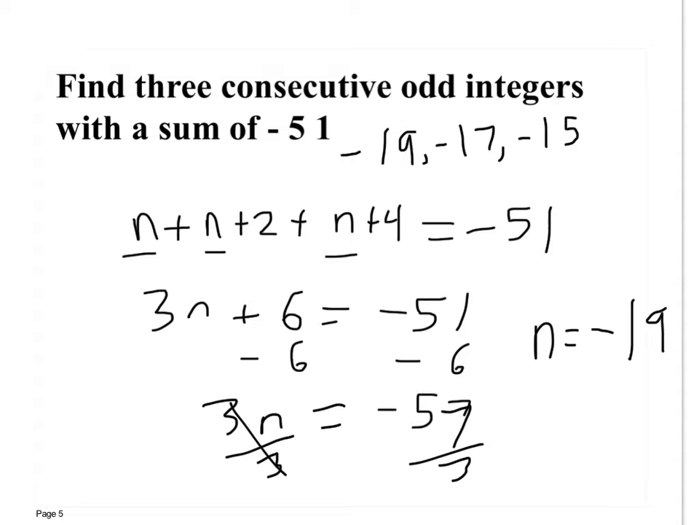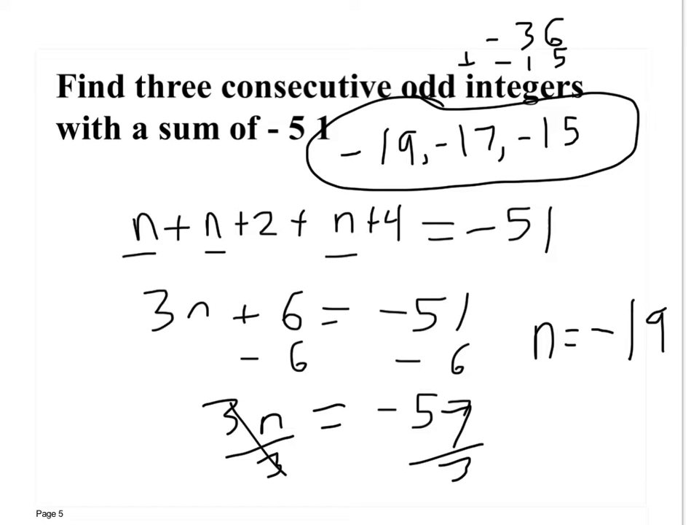Negative 19 plus negative 17 is what? Negative 36. Negative 36 added to negative 15. Guess what that is? Negative 51. So those are my three consecutive odd integers.